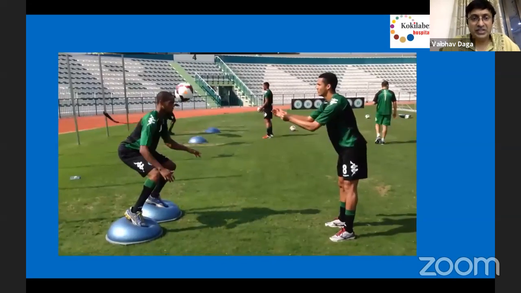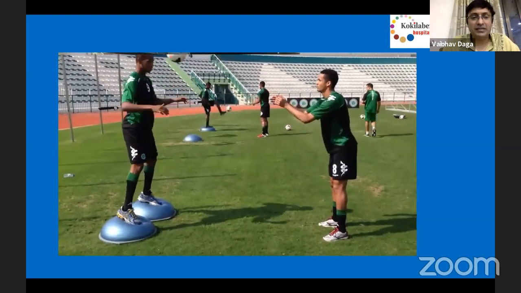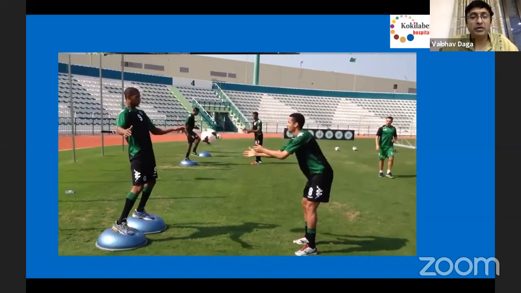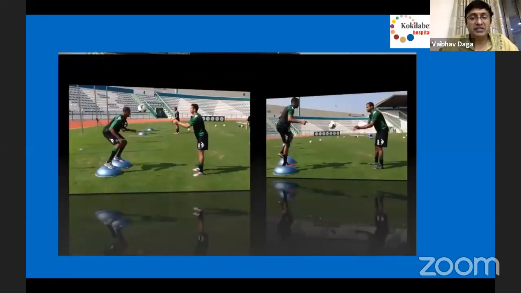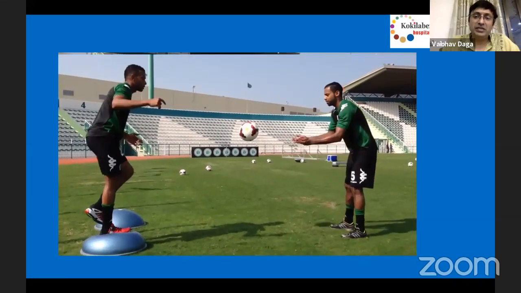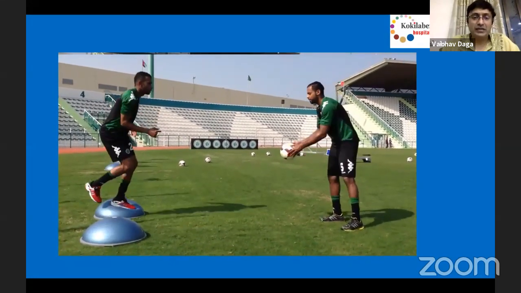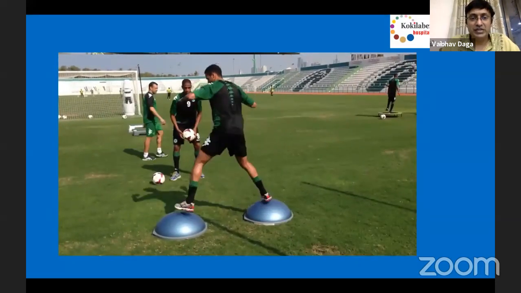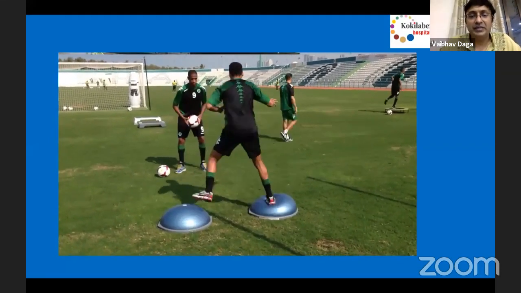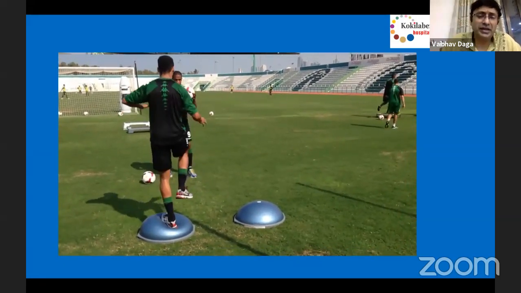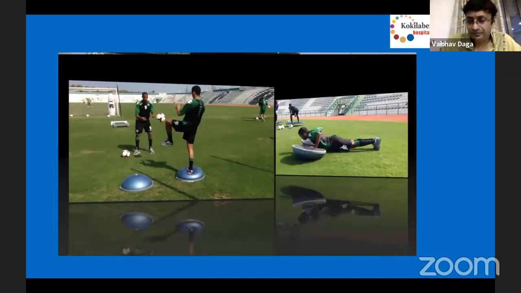So as you can see in that player, where there is a resistance pulled from behind and he's jumping on an unstable surface to kick the ball. These are the various ways soccer players train themselves so that they can prevent injuries like ACL or any ankle ligament injuries, any lower limb ligament injuries actually.